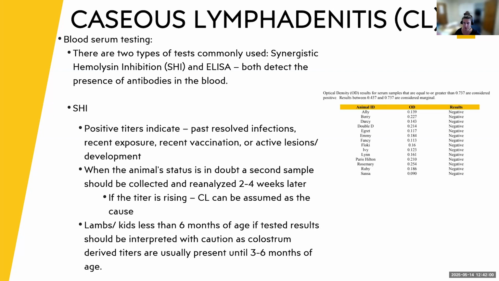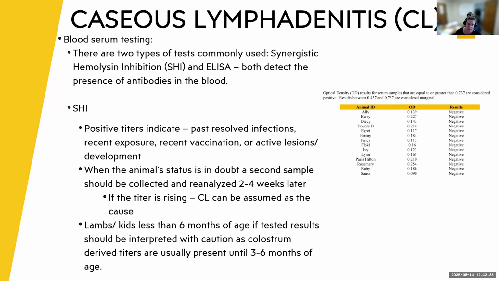Because they could have been affected but not have produced antibodies yet when you test them. So when animal status is in doubt, a second sample should be collected and reanalyzed 2 to 4 weeks later. And if that titer is rising into the marginal or positive range, then CL can be assumed as the cause. If it's positive one week and then negative the next, it could be a false positive, just based on some of these analyses.